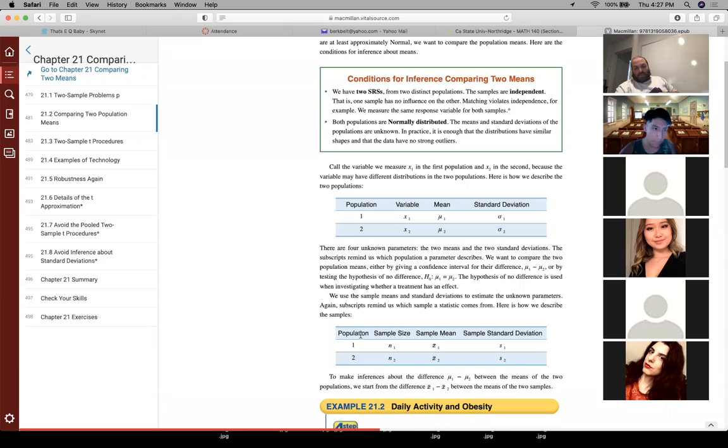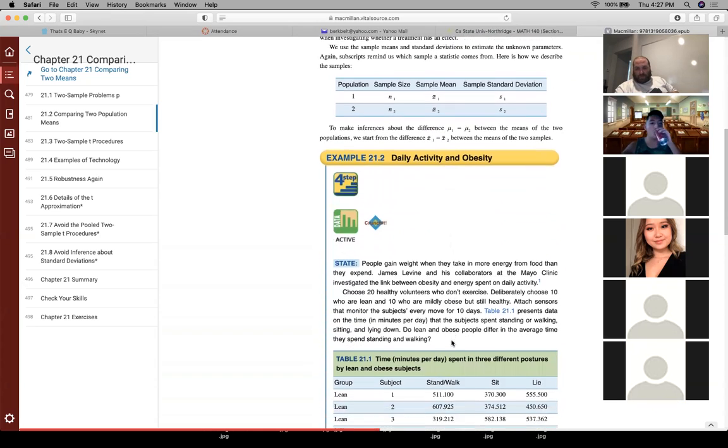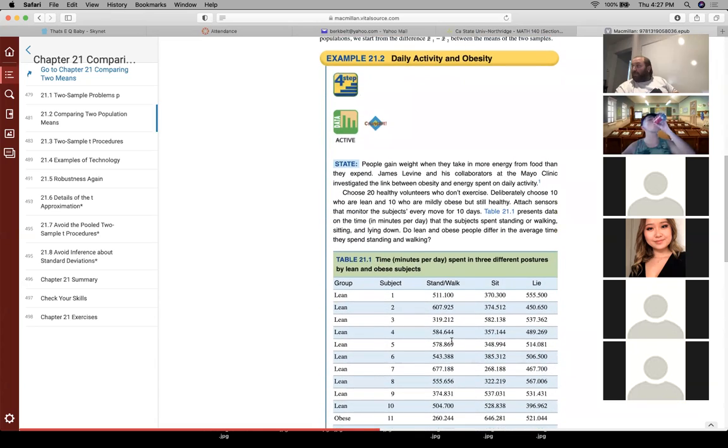Now, what you're going to have is, of course, you're going to take 2 samples. You'll have a sample from population 1. You're going to have a sample from population 2. Each one is going to have its sample size. Each one is going to have its sample mean. Each one is going to have its sample standard deviation. And the question is, how do I put all these things together to come up with a result? Okay, so let's do this example here.